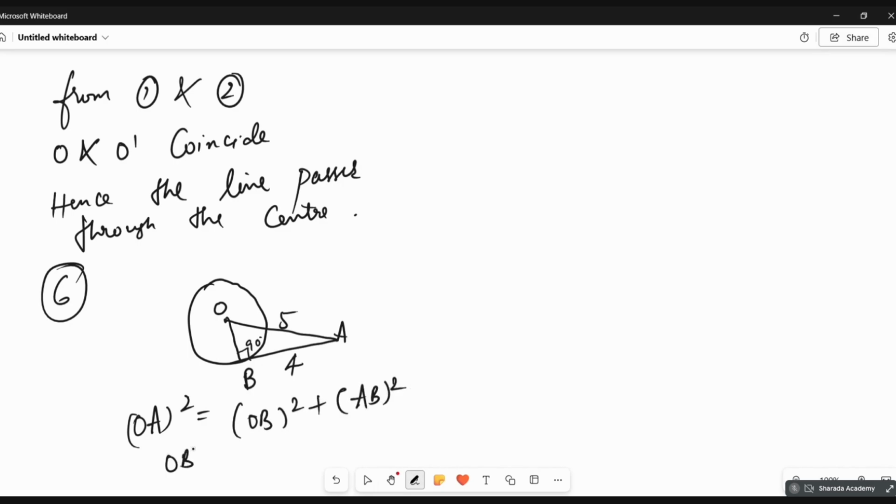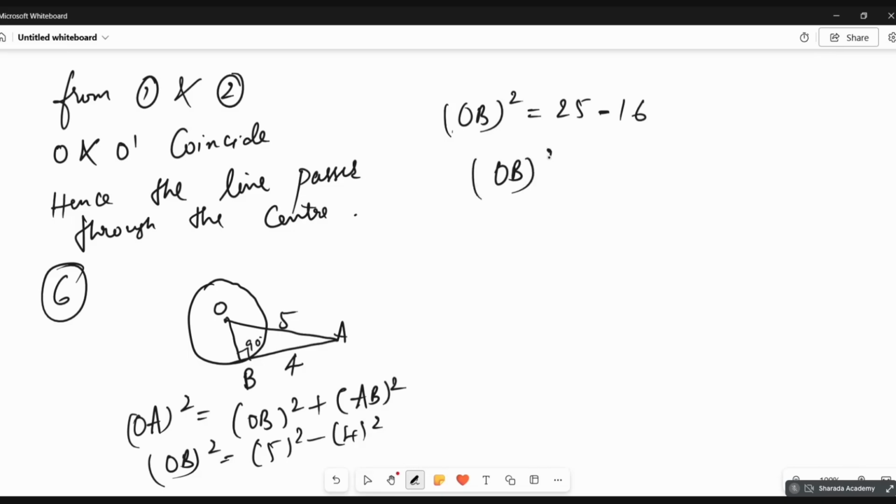So OB square is equal to 5 square minus 4 square. 5 square is 25 minus 16. OB is equal to 3.